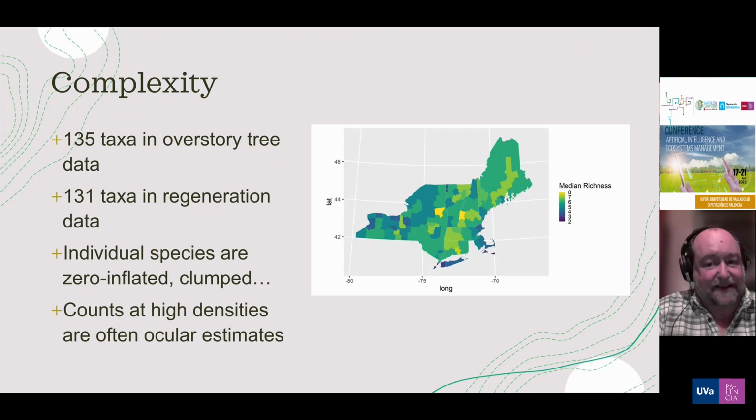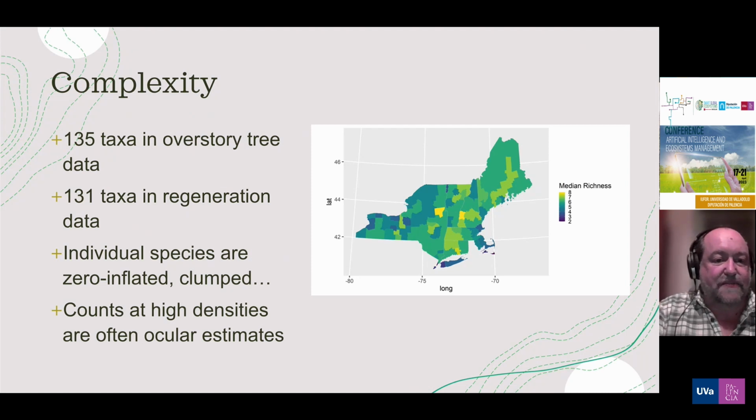Now, to give you a sense of complexity, our forests are not monocultures. We have about 135 taxa in the overstory tree data. That's a lot of species. Now, maybe only a couple of dozen of those dominate things numerically, but that's a lot of taxa to keep track of. And we have a similar number in the regeneration data. Again, many of those species are unusual, rare, localized, but there's quite a few taxa to keep track of if we wanted to do that. And in any given stand, we expect 6, 7, 8 overstory species and a similar number in the understory. So this is not a simple problem of modeling a specific type of regeneration in a specific type of forest.